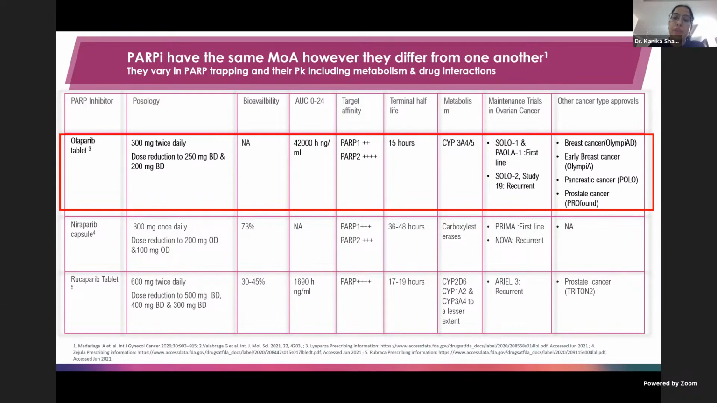There are a few studies, that is SOLO-1 and PAOLA-1 in the first line, that is the single agent or the combination with bevacizumab, and SOLO-2 and study 19 in the recurrent setting. And besides ovarian cancer, there is also approval seen in breast cancer, in the recurrent setting, as well as in the maintenance in the BRCA mutated patients, that is the early breast cancer. Then in pancreatic cancer, that is the POLO trial, and the PROfound trial in prostate cancer. And all of them have shown beautiful results with olaparib in all these settings.